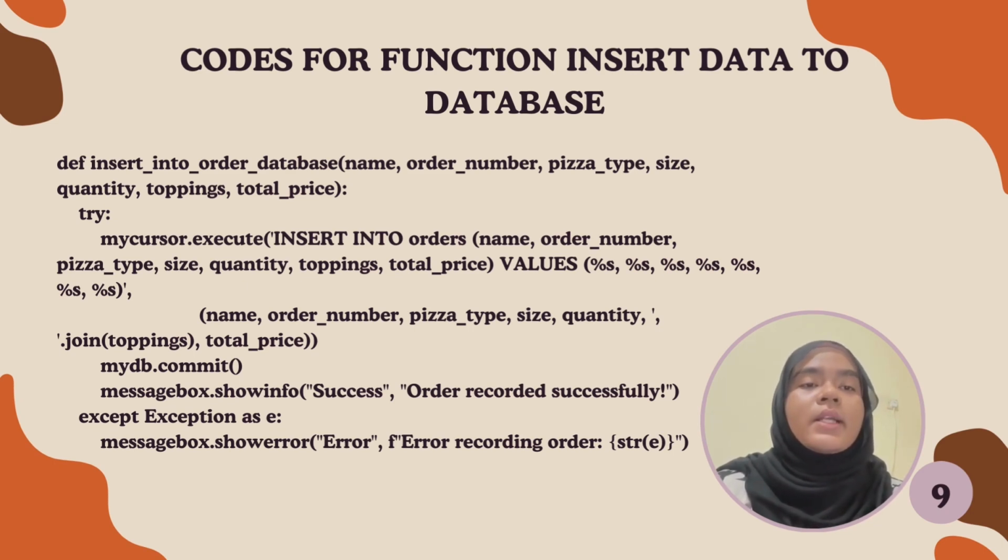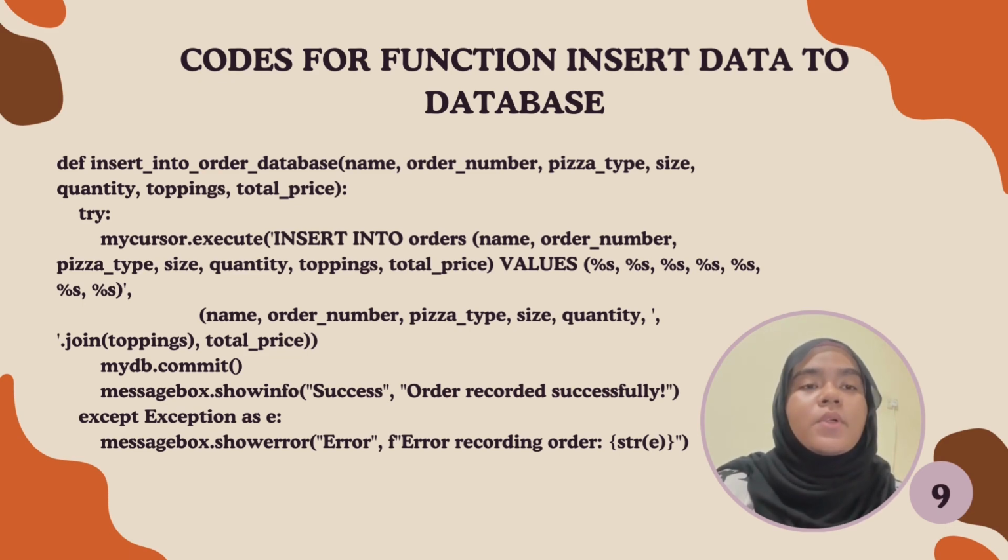Okay, next is try except that attempts to execute an SQL insert operation to insert order details into a table named orders. Okay, my cursor execute. Okay, this line is used to execute the method of a cursor to execute the insert query. Okay, next is the percent s placeholders in the query are replaced by the values in the tuple provided as a second argument. Okay, for the mydb.commit, it saves the changes to the database, making the insertion permanent.